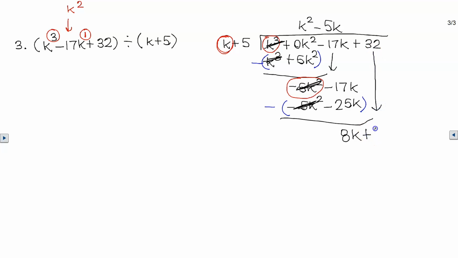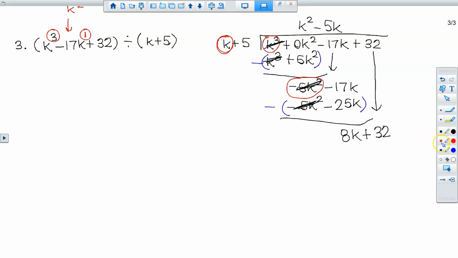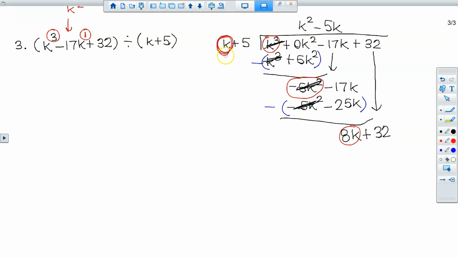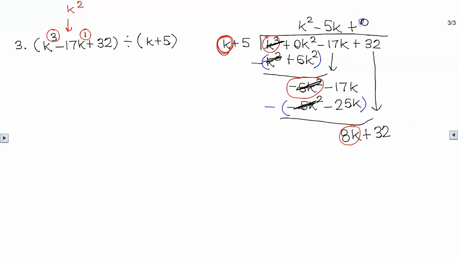Now normally at this point we're done, but notice we have another term to bring down. So we bring down our plus 32. That's the last term to bring down, so this should be our last trip through the division process. So how many times will k go into 8k? So what would I multiply times a k in order to get it to become an 8k? And the answer is a positive 8. 8 times k, 8k. And 8 times 5 is positive 40.